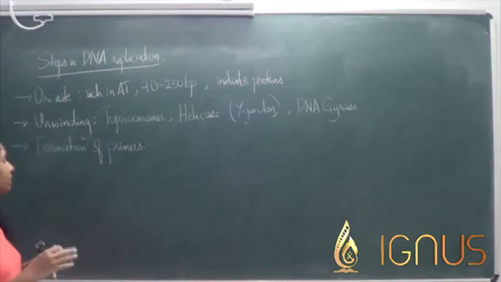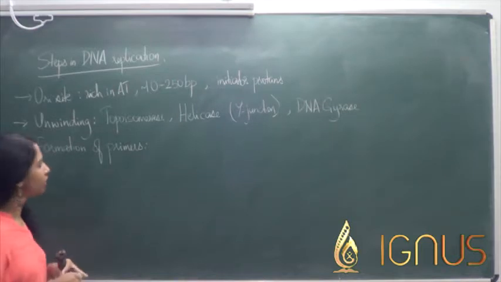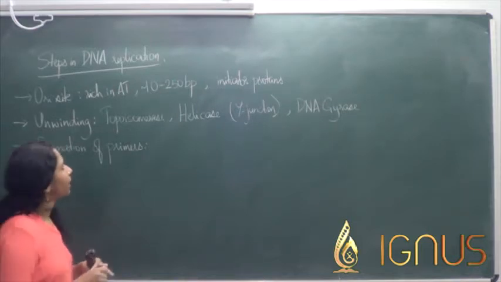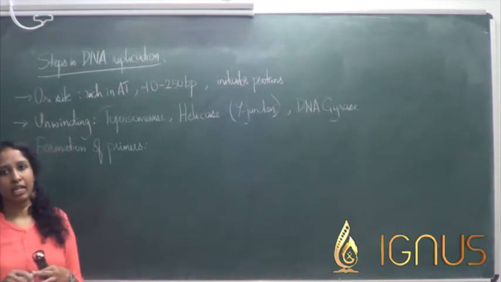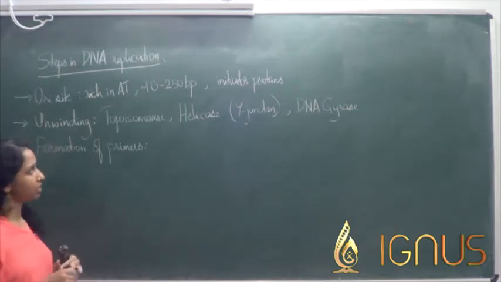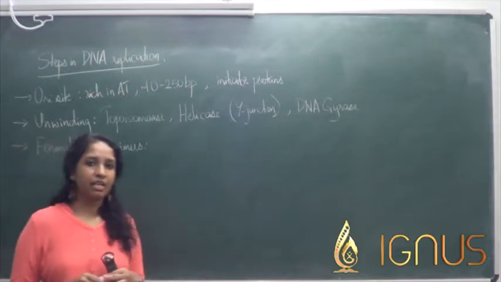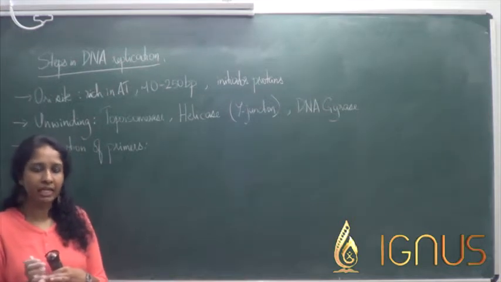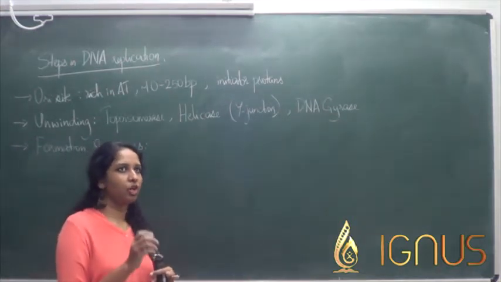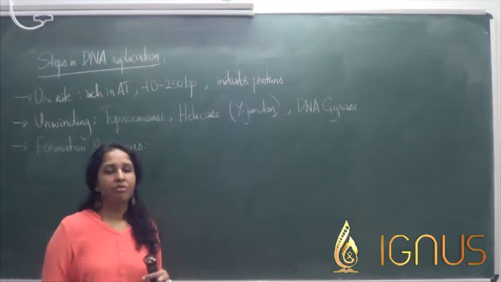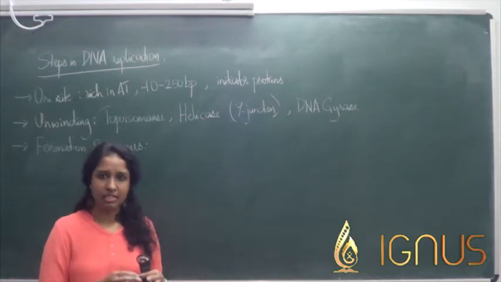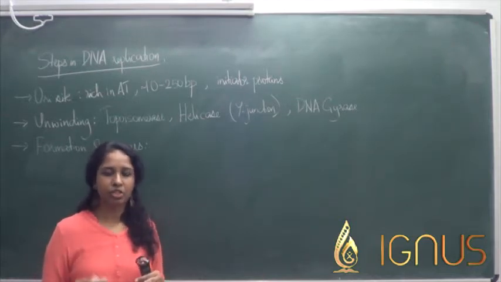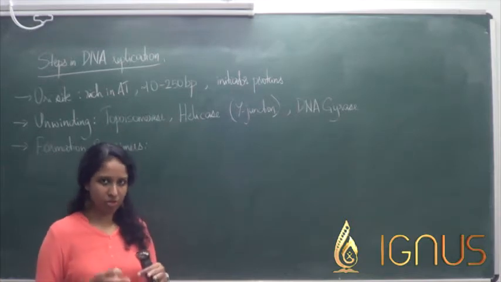So ori sites usually are rich in adenine and thymine, and they are usually anywhere between 10 to 250 base pairs in length. Now, ori sites are the sites at which proteins called initiator proteins are going to come and bind, and these are going to be a sort of beacon or a signal for the other proteins, the other enzymes which are involved in DNA replication, to come and bind and then start the process of replication.